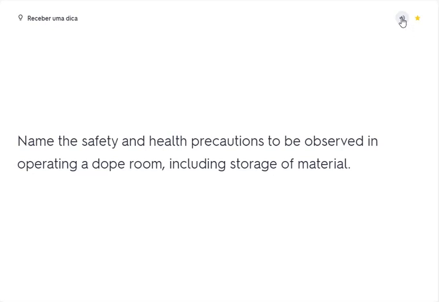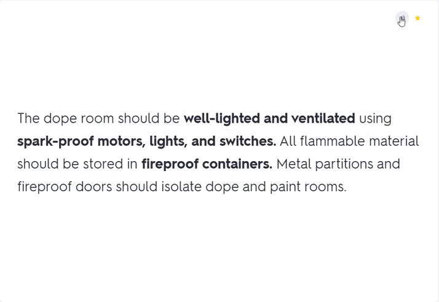Name the safety and health precautions to be observed in operating a dope room, including storage of material. The dope room should be well lighted and ventilated using spark-proof motors, lights, and switches. All flammable material should be stored in fireproof containers. Metal partitions and fireproof doors should isolate dope and paint rooms.